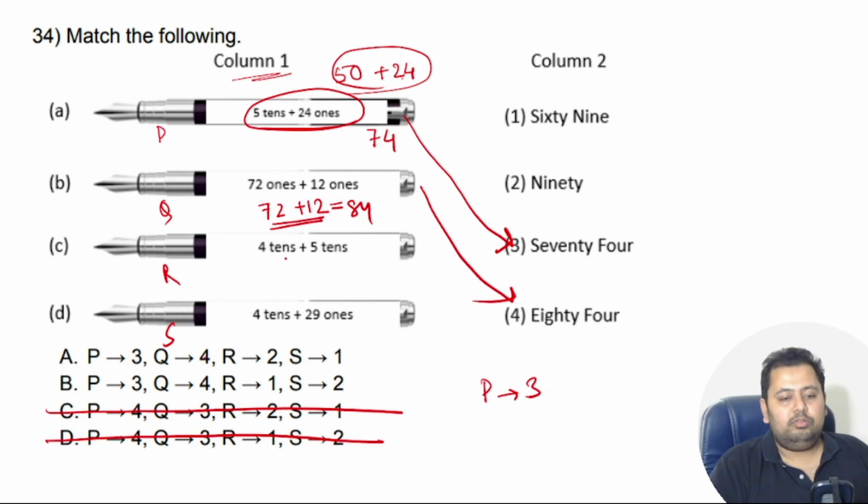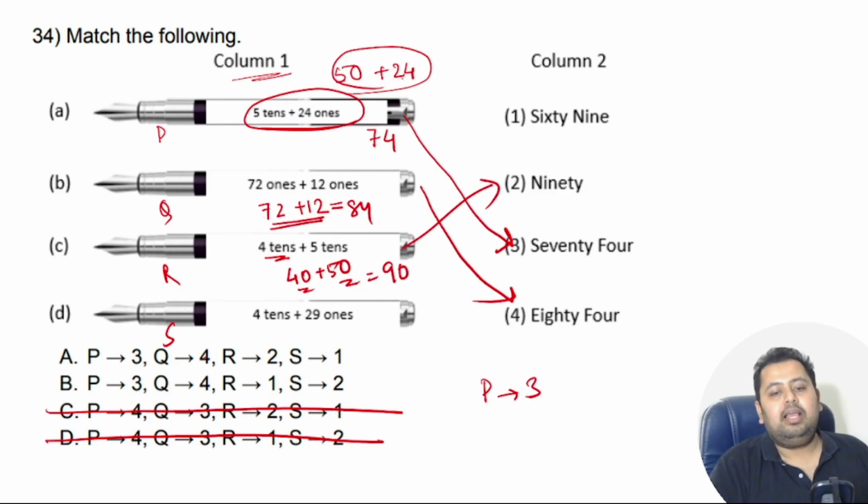Now let's go to C, that is R. R is 4 tens, which is 40, plus 5 tens, which is 50, right? If you do the addition, you get 90. So C is 2, right? So our R is 2. Option number A is the correct answer.